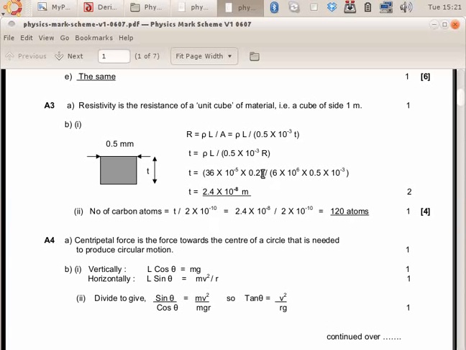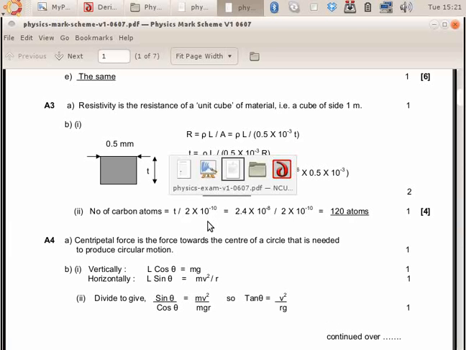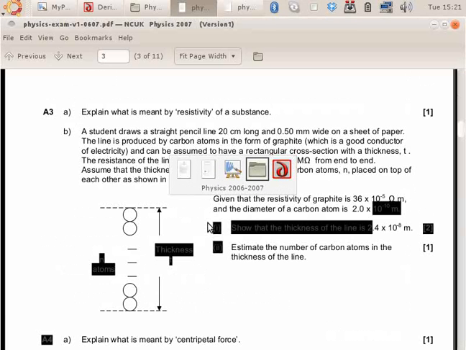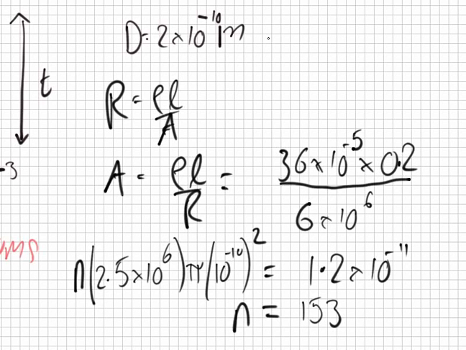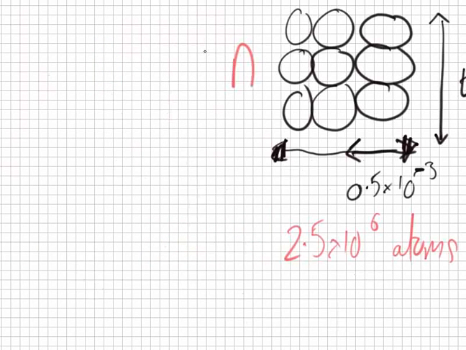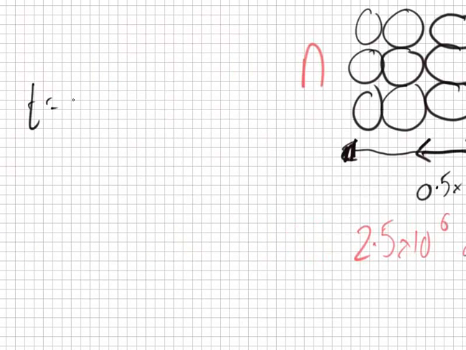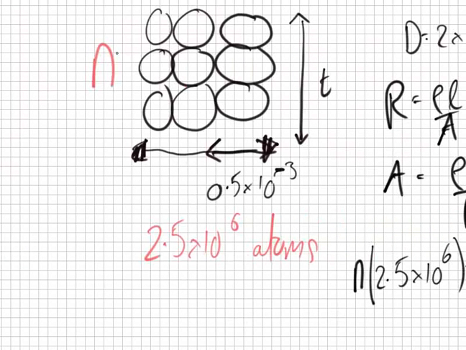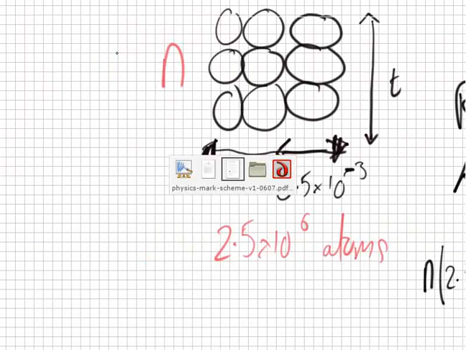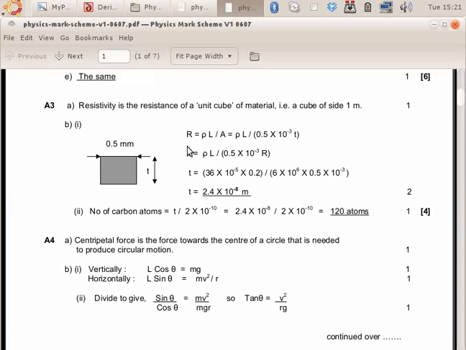What did you get? Yeah. Did you get it yet? Not too bad. That could be it. 1.2 times 10 to the minus 11 all over that times pi. So we got 153. Okay. I don't think that's right. Well, 120. Let's have a look.